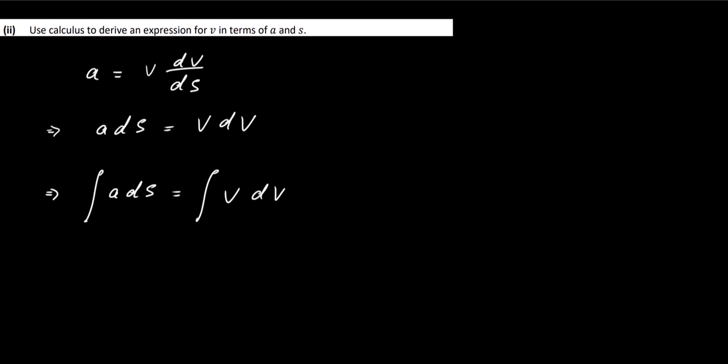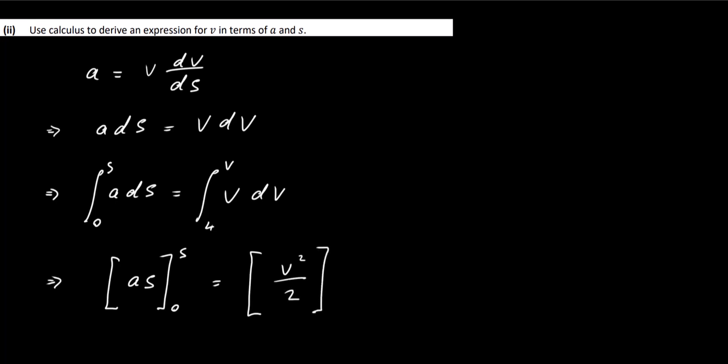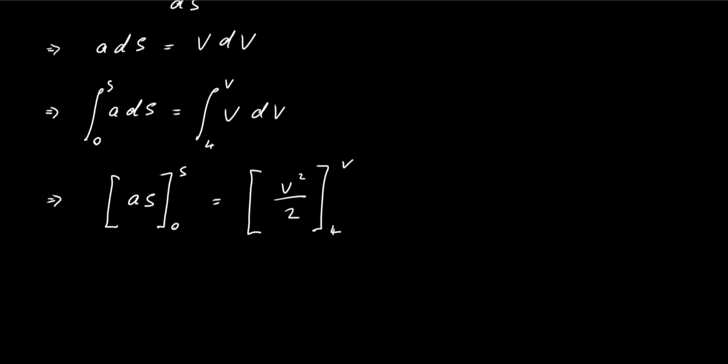I'm going to put in the limits here as well. We're told in the question that when the velocity is 4, the displacement is 0. And remember as well, we need an expression for v in terms of a and s, so I'm going to put a v up here and an s here. So let's just work through this then. If you integrate a with respect to s, a is a constant, remember, so you're just going to get as, with 0 and s as the limits. If you integrate v with respect to v, you increase the power by 1, so that's v squared divided by the new power, 2, with the 4 and the v as limits.